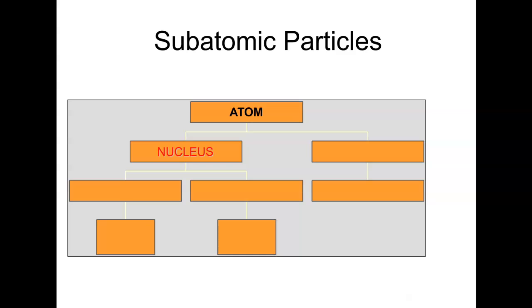So within atoms, we know there's a nucleus. The nucleus contains protons and neutrons. Protons are positively charged. You get that P, positive protons. Neutrons have no charge, neutral neutrons. I think of Jimmy Neutron. He was not quite that neutral.